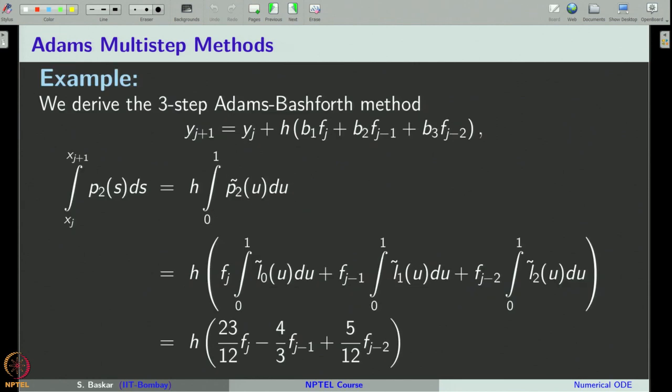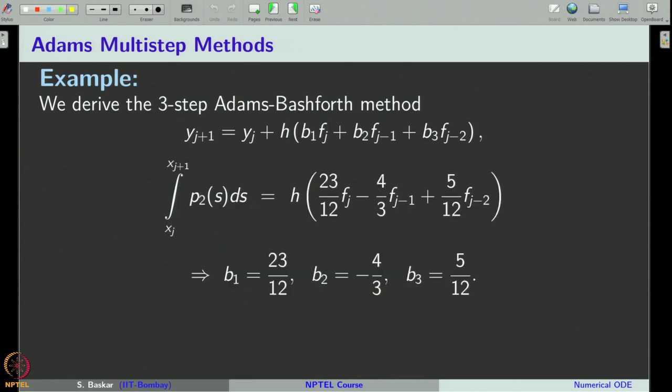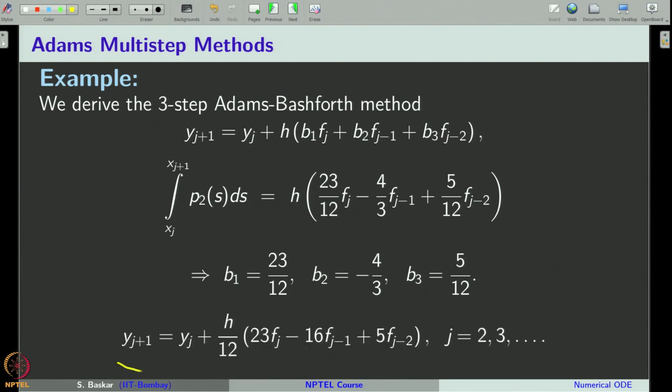We can substitute these values to get the Adams-Bashforth method, which is a three-step method. For that, we just have to replace the integral in our original integral equation by this quadrature formula now. Let us do that and that gives us b1 equal to 23/12, b2 equal to -4/3 and b3 equal to 5/12, which gives us finally the three-step Adams-Bashforth method as this expression. So, it is not very difficult for us to derive this method. Similarly, you can also get the Adams-Bashforth method with step 2, 3, 4 and so on.